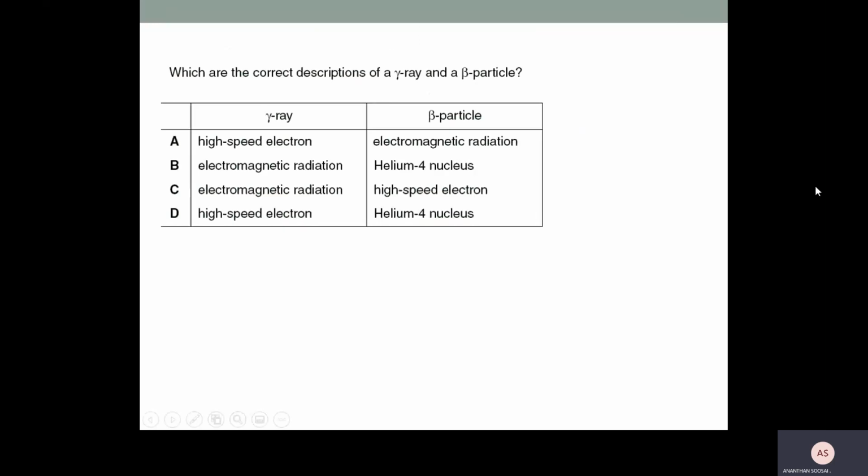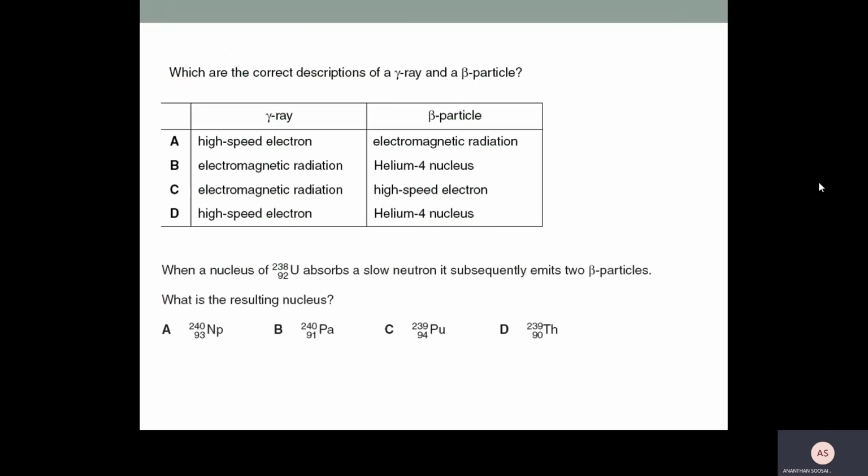Okay, class, so that's about alpha, beta, and gamma. Let's answer this. Gamma is EM radiation and beta is a high-speed electron. Okay, come on, give me the answer. Find the equation.